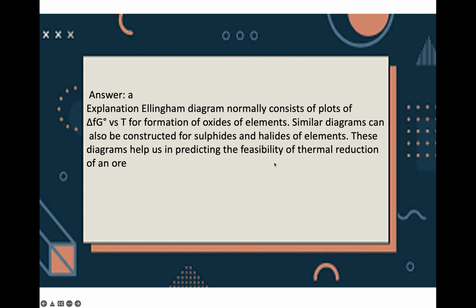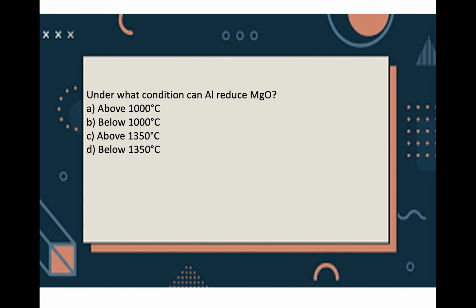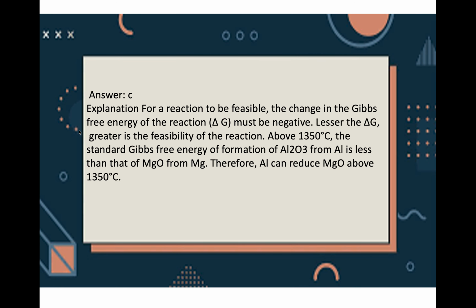They help in predicting the feasibility, that is whether a thermal reduction of an ore will occur or not. Okay, now under what condition can aluminum reduce MgO? Above 1000 degrees Celsius, below 1000, above 1350, or below 1350? What is the correct option? C, that is above 1350 degrees Celsius.